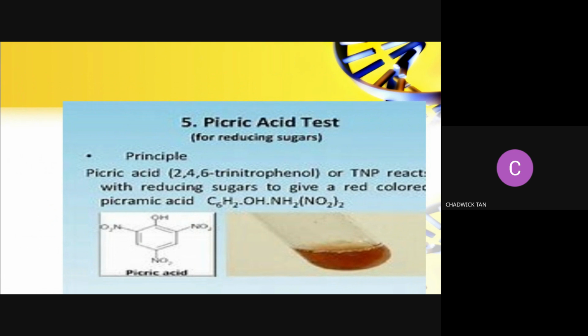Okay, so yung sucrose mo hindi siya reducing sugar. Okay, so all the monosaccharides are reducing sugar. So this includes xylose, galactose, etc.